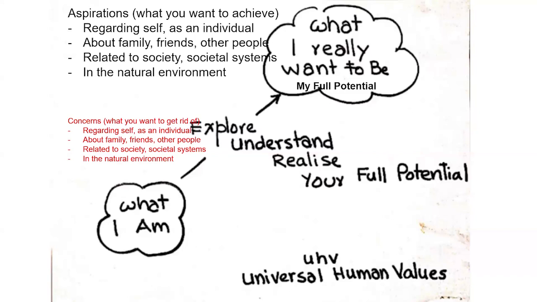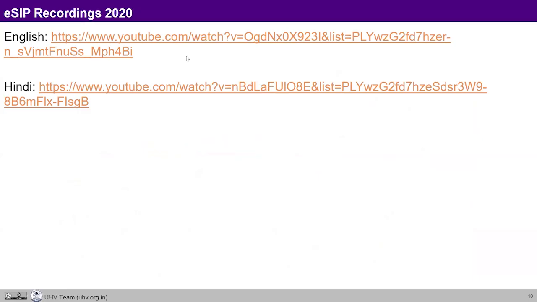So as we keep on reiterating, this whole process of self-exploration is essentially a process of dialogue between what I am and what I really want to be, isn't it? And to explore this further, we need to realize our full potential. And this is where the universal human values have to play a significant role. And there are already recordings of ESIP 2020. We can go and have a look at that.